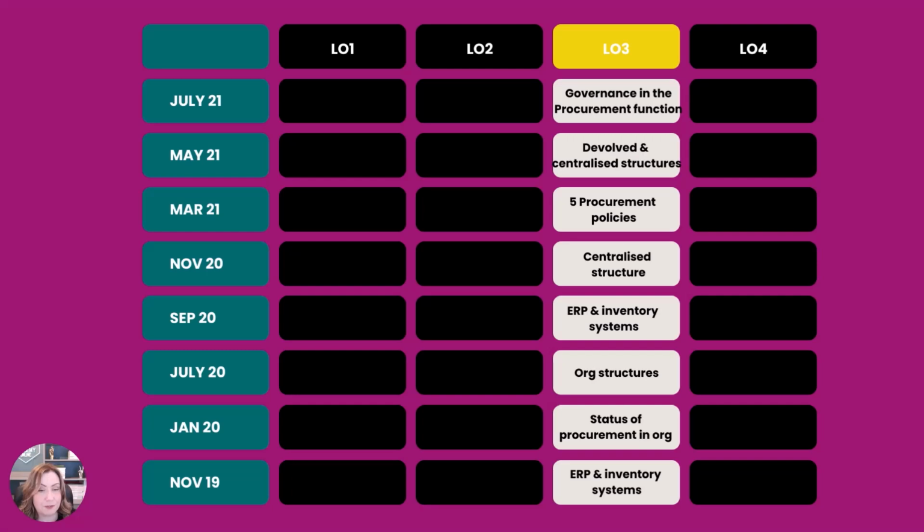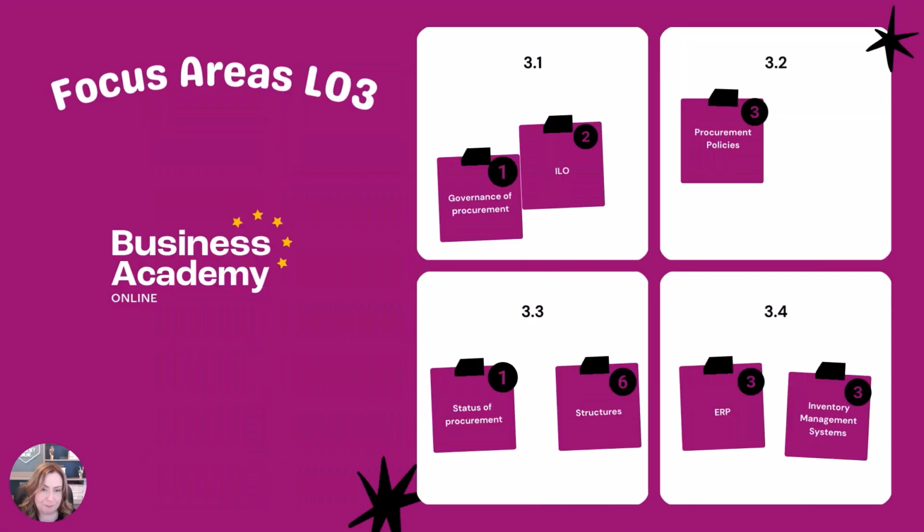Centralized structures for November. ERP and inventory systems together in September. Structures again for July 20. Status of procurement in the organization. This is a smaller area, but still can be asked as a question. Was Jan 20. And then November 19 was ERP and inventory systems again.